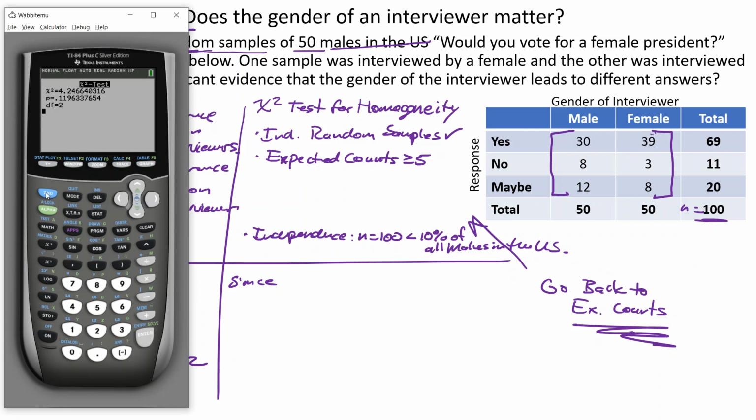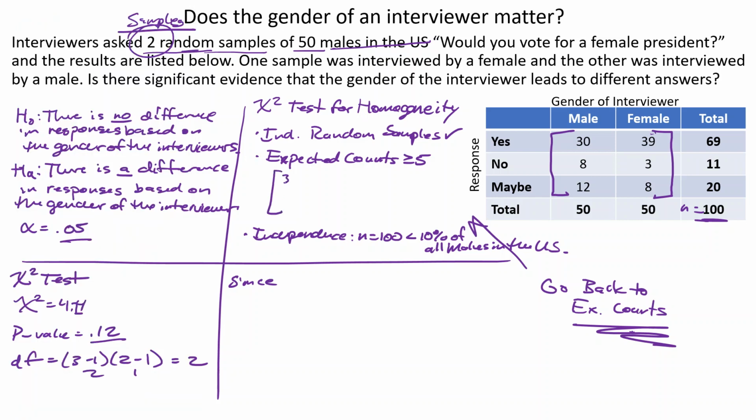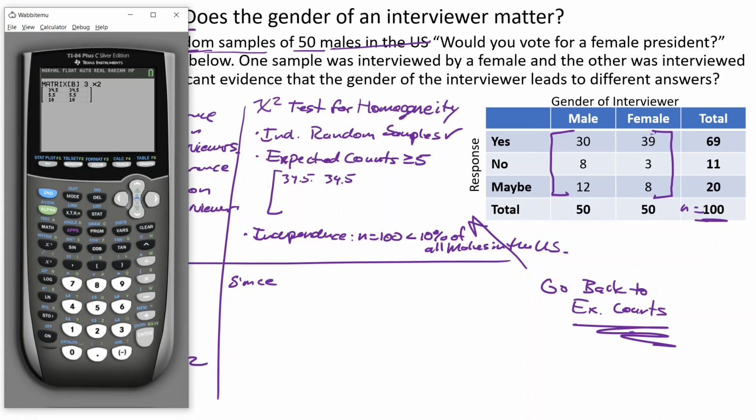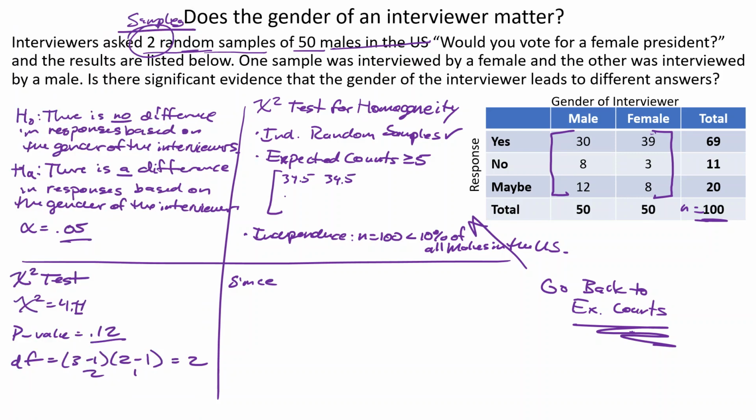So before I forget, second matrix, edit, and let's check out B and look at our expected counts. There they are. Oh, that one's 5.5. Good. So 34.5 for both of them on top. And then the next row, both of them are 5.5, and then both of them are 10. And then 10, 10. And then each of those is definitely greater than or equal to 5. Yay, it checks out. Now I can conclude.